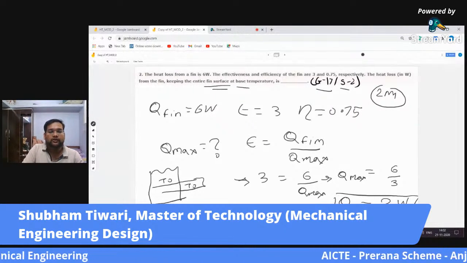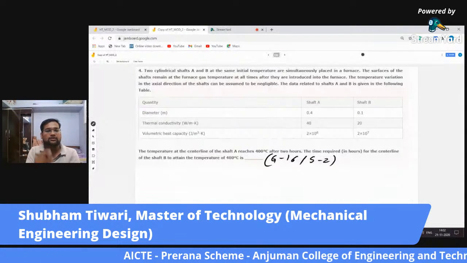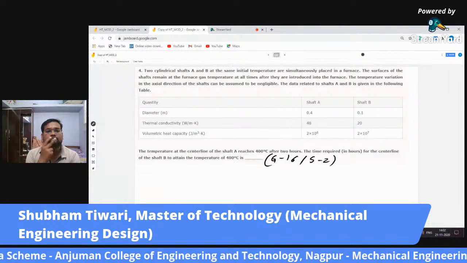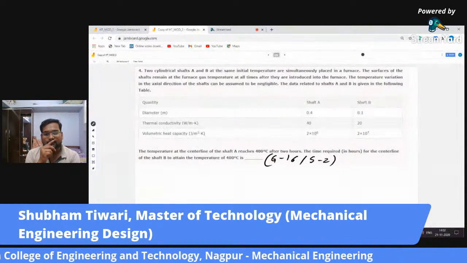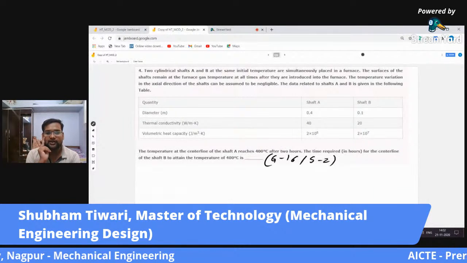So this was the question about fin. Now there is this third question we have, and this is actually quite a complex type of question that we are looking at here.